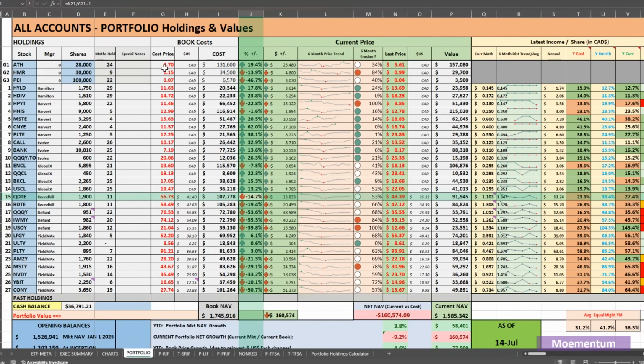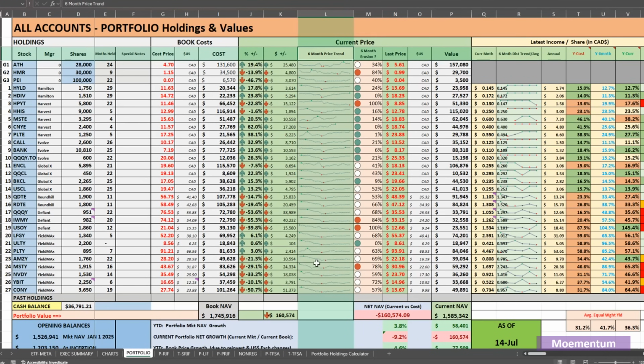This section tells me my book cost, and this shows me my current pricing. What's important here as a metric is this one, because we talk about erosion. I track a 6-month price trend, and it's an important one for my eyes to see every once in a while. Do you see the little red dots and the little green dots? The red dots are the low over the last 6 months. The green dots show the high over the last 6 months.